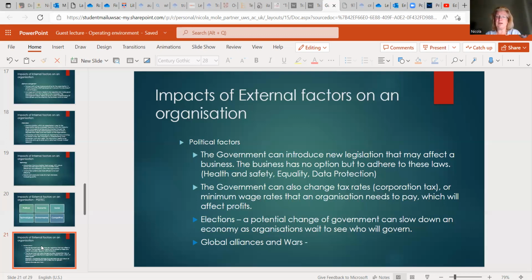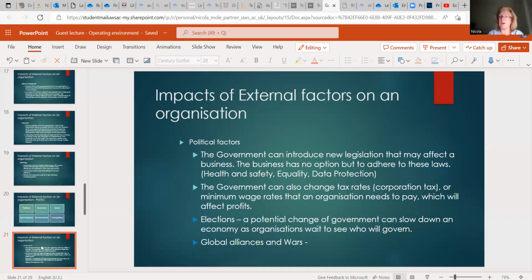Other things that can be included in political factors are your data protection legislation. The government can also change tax rates, and that's corporation tax. Okay, so if the tax rates increase, do you want to stay in that country and continue providing goods and services? Where do you want your headquarters to be? How are you going to pay tax?